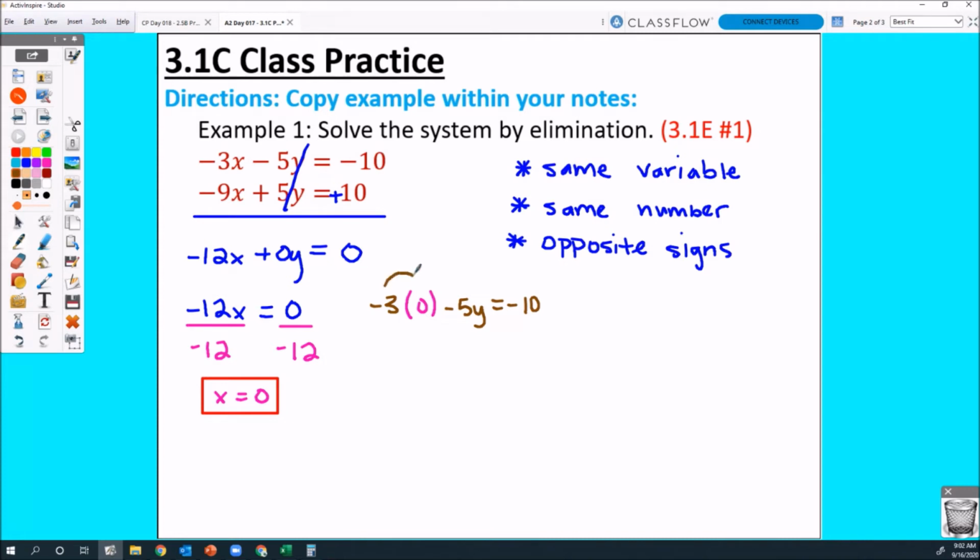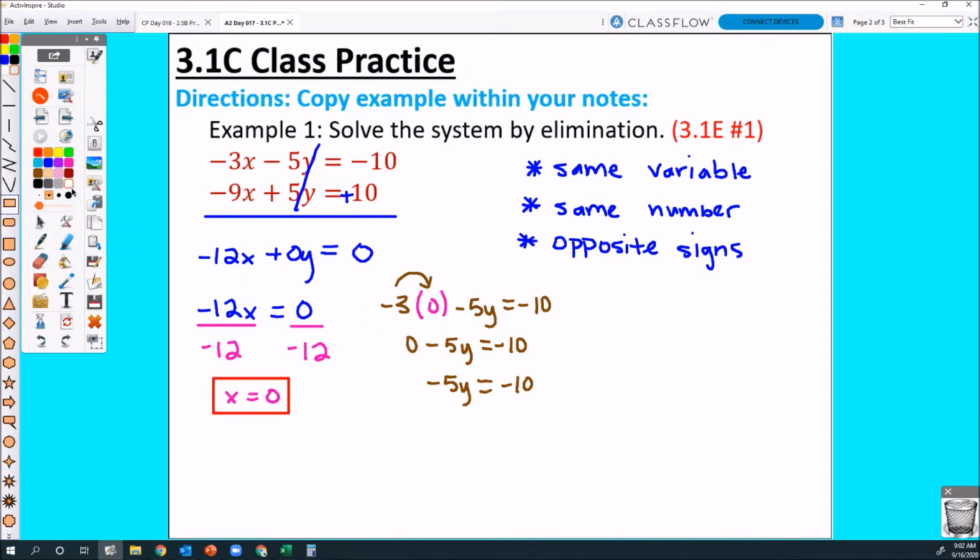So negative 3 times 0 will be 0. And then I bring down the minus 5y equals to negative 10. 0 minus 5y, again, the 0 doesn't change anything, so it's going to be negative 5y equals to negative 10. So to get the y by itself, since it's multiplying to the negative 5, I'm going to divide both sides by negative 5.